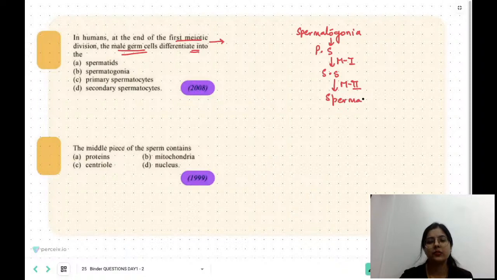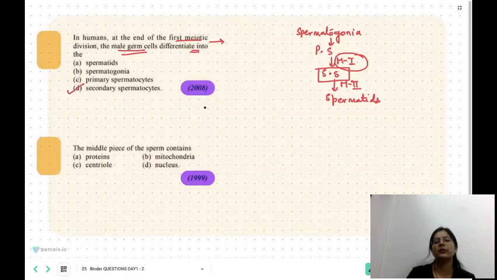All right. So what is the question asking here? It asks that at the end of the first meiotic division, the male germ cells are going to differentiate into. So this is the first meiotic division, and the end result of the first meiotic division is the secondary spermatocytes. So the correct option here will be secondary spermatocytes. This is a very easy question you can say, one that we can target.